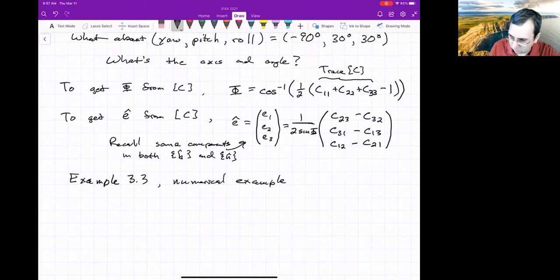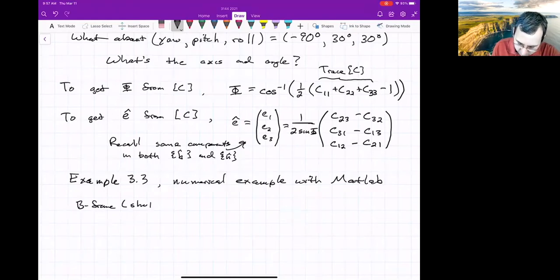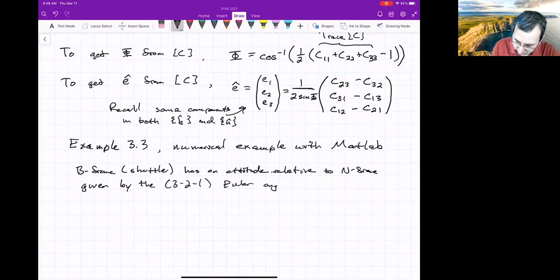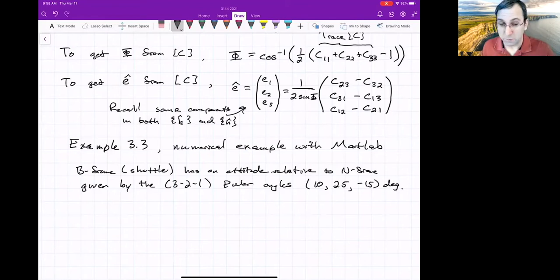I'm actually going to fire up MATLAB and see if this works. So what we're going to do is say that the shuttle, the body fixed frame on the shuttle, has an attitude relative to an inertial frame given by the 3, 2, 1 Euler angles. That's yaw, pitch, and roll. That is 10, 25, and -15 degrees, although numerically, when I enter it, I usually use radians.